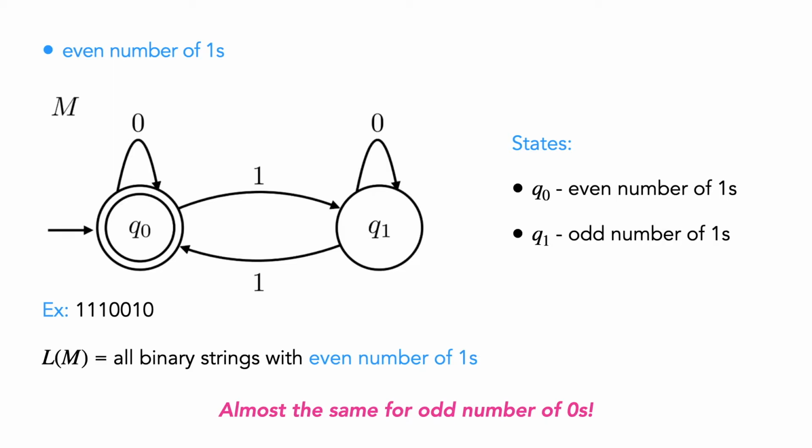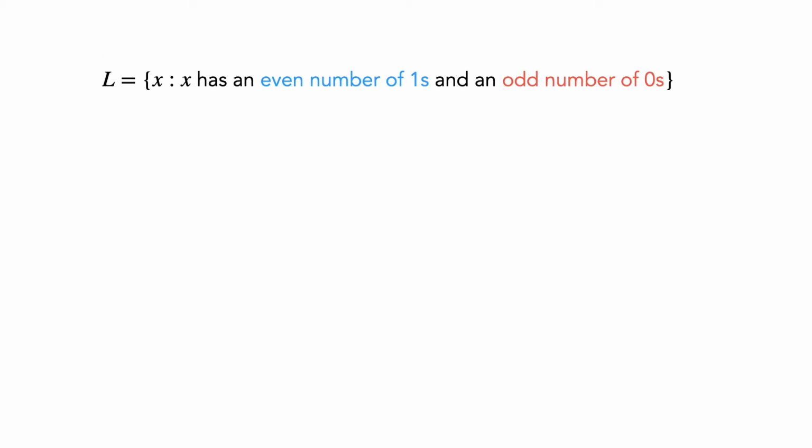So hopefully now that we have an understanding of how we can decide half of this language, we can start to tackle the actual language, which is combining an even number of ones and an odd number of zeros. Some of you might already have a picture in your head of what this DFA should look like. But I want to take a more systematic approach, just so you can have a picture in your mind of how you should approach DFA problems when they start to get a little bit more difficult.